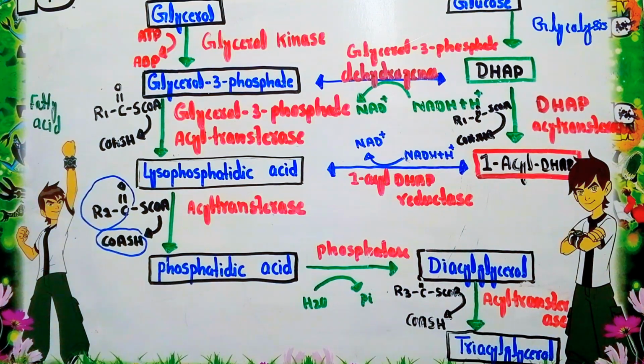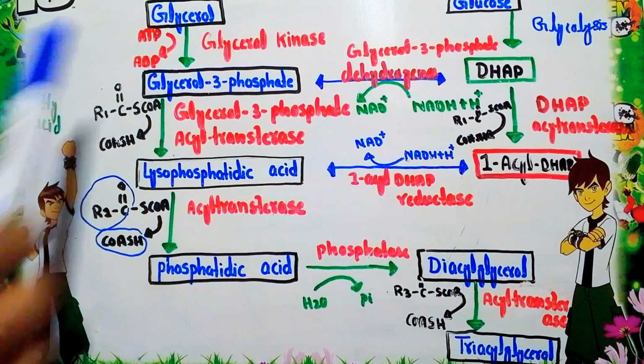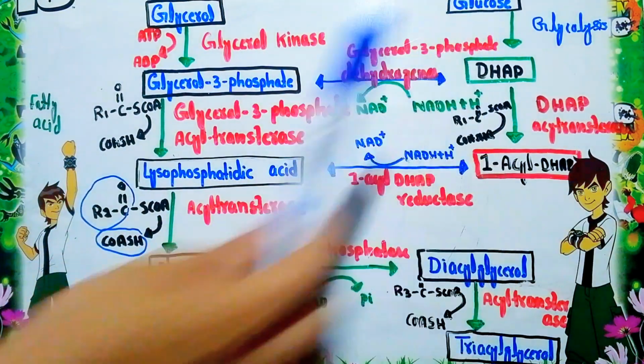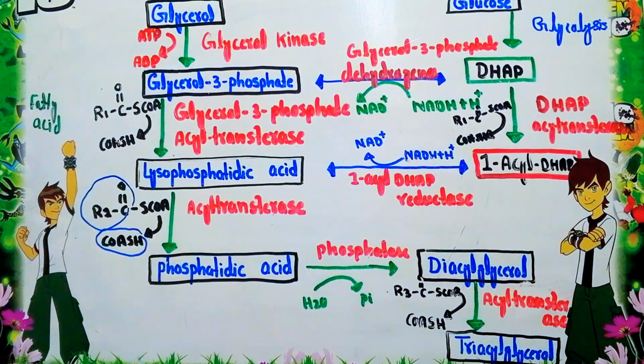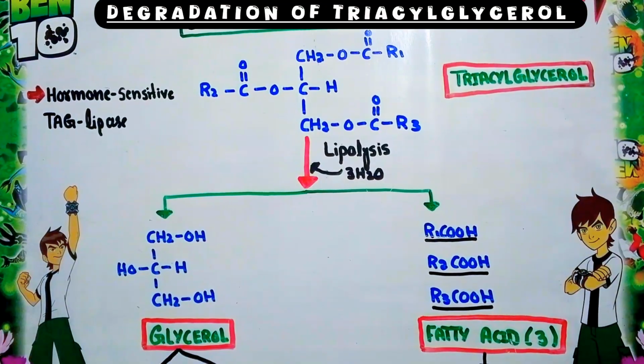So this is the overall process of how the synthesis of triacylglycerol occurs. Mainly two important substances are responsible for the synthesis of triacylglycerol, the first is glycerol and the second is glucose. From these two substances the overall synthesis of the triacylglycerol occurs. Now the next part of the video is about the catabolism or the degradation of triacylglycerol.